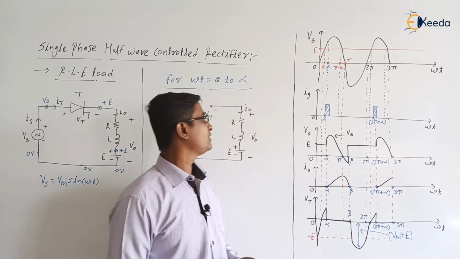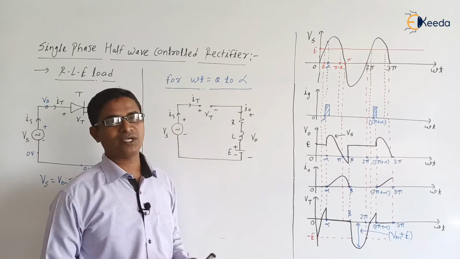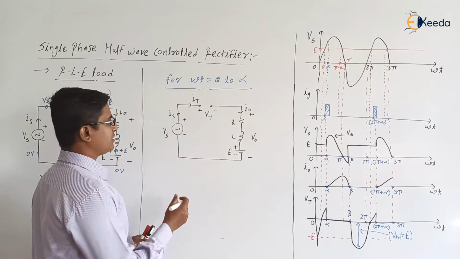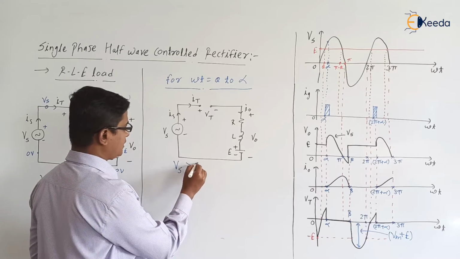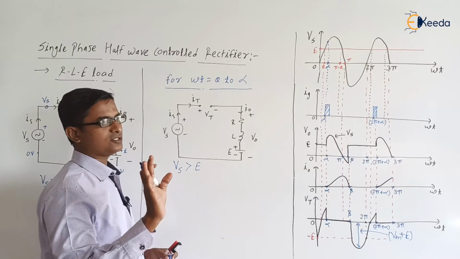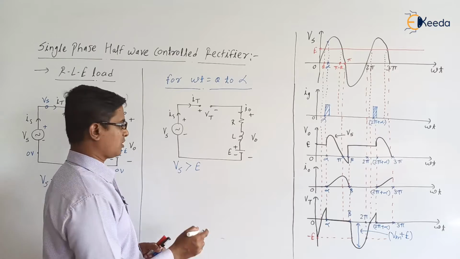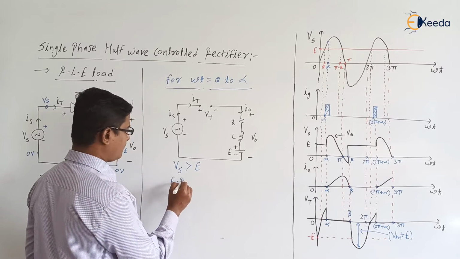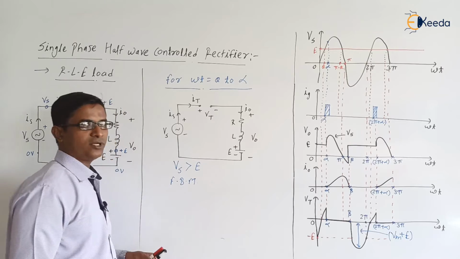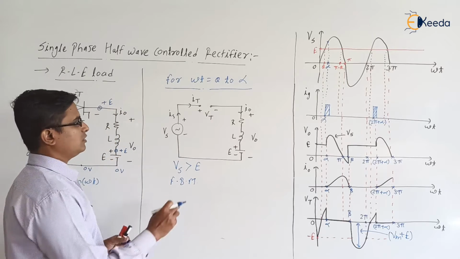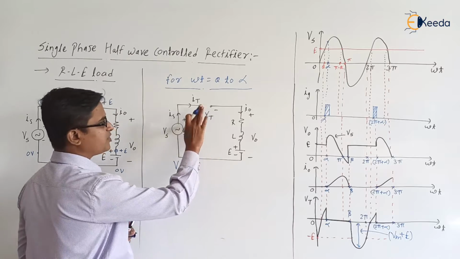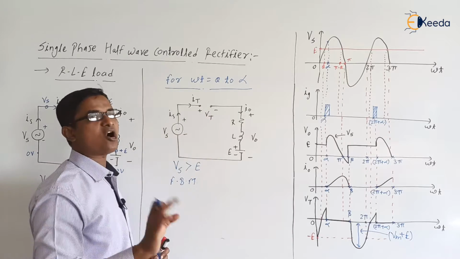Okay, so between theta to alpha, yes, Vs is greater than E, but we have not applied the gate signal, so the thyristor will be in the forward blocking mode, right? Are you getting the point? If the thyristor is in the forward blocking mode, it means it will be in the off state only.